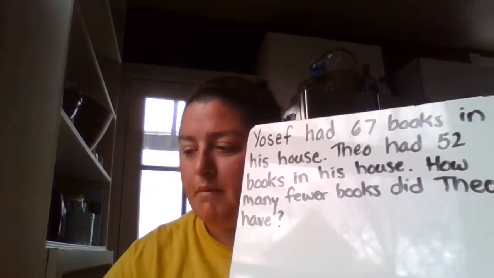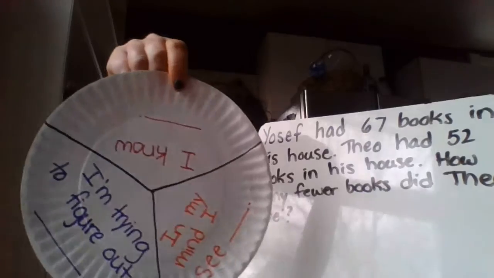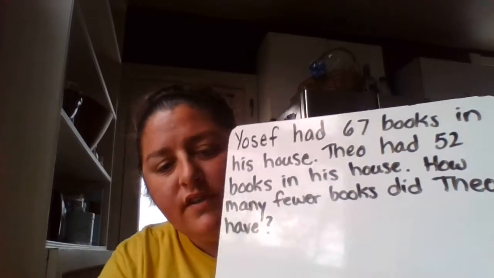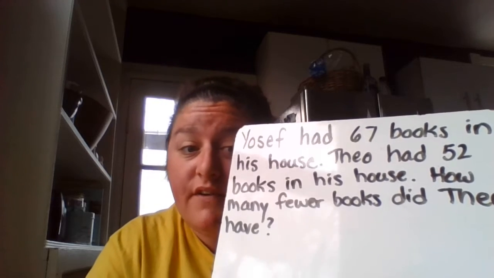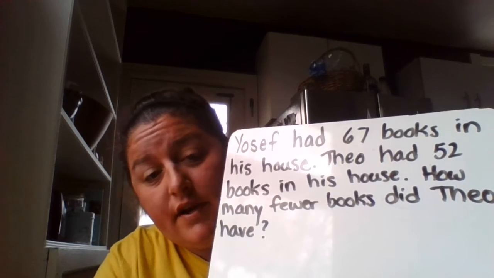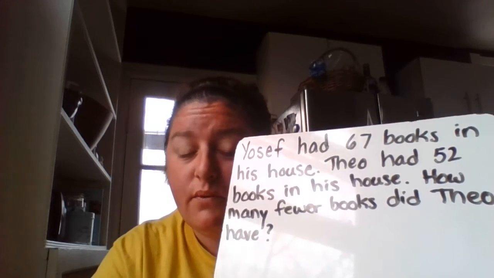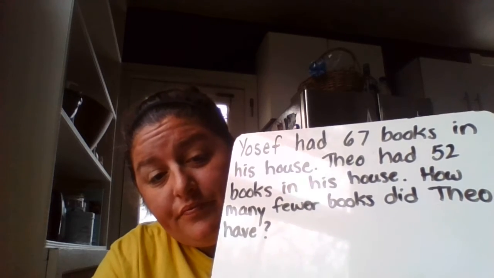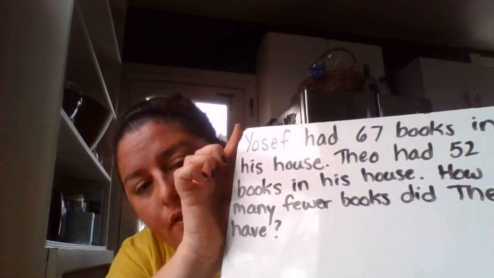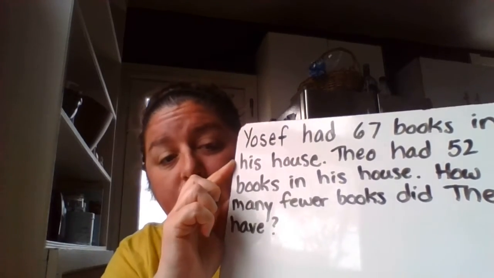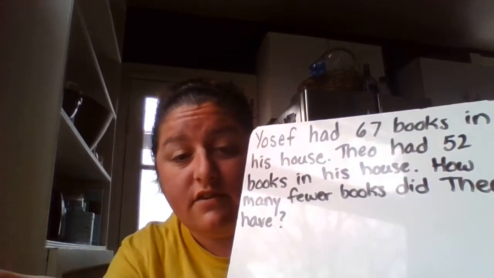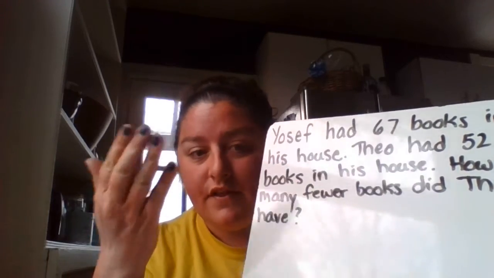So let's think about, in my mind, I see, I know, and I'm trying to figure out. What do you see in your mind? What are the books that Yosef has? What kind of books does he like to read? What kind of books does Theo like to read? All right, and what do we know? We know that Yosef has 67. That's his total. And we know that Theo has 52. That's his total. We're trying to figure out the difference.